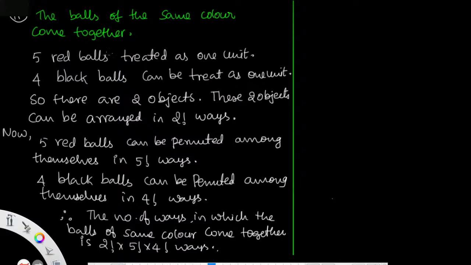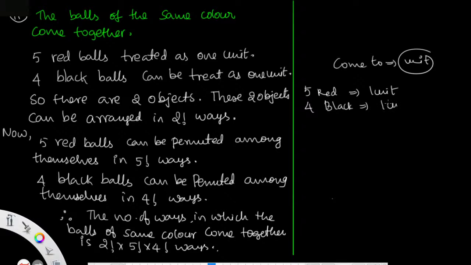The second bit: the balls of the same color come together. So come together means you can treat them as one unit. So 5 red balls are one unit, and 4 blacks are one unit. How many are these? 2 units. 2 units can be arranged in 2 factorial ways.